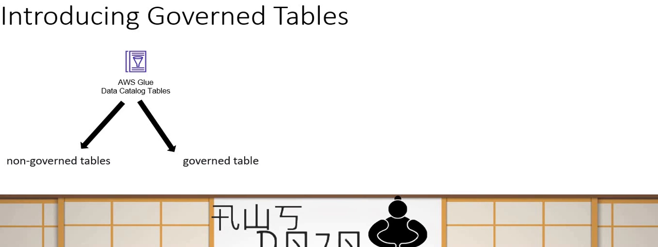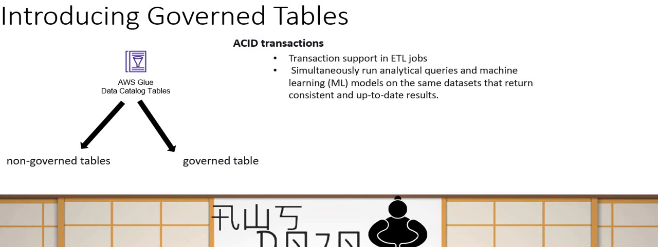This whole transactional behavior is possible because AWS Glue now supports a new type of table, and those tables are called governed tables. You can still create the old tables which you used to catalog, and those are non-governed tables. You can still create them and use them. There is no change in that. But you can now also create a new type of table, and those are governed tables. These governed tables have certain new features, and these tables are managed by AWS.